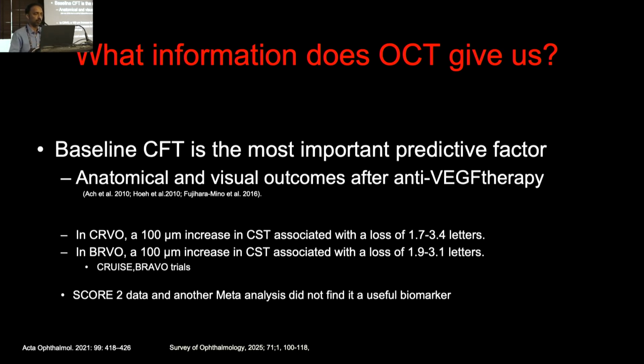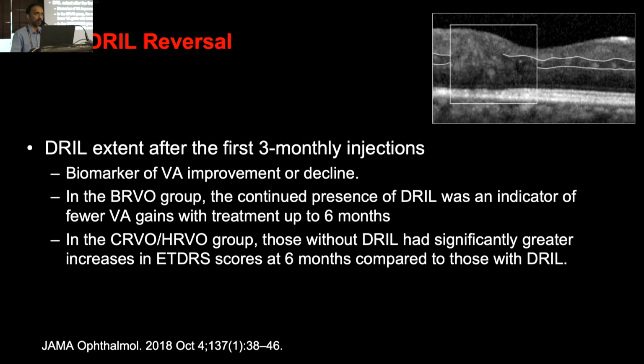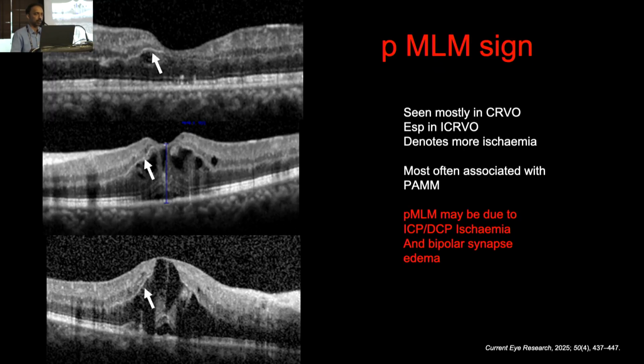There is data from the SCORE study and from various meta-analyses. It persists across BRVO and CRVO; it has been established that these eyes have poor visual and anatomical outcomes. Now, there is a sign called a prominent middle limiting membrane, which is mostly seen in CRVOs and maybe in ischemic BRVOs also, but it denotes increasing ischemia. This is due to intermediate capillary plexus and deep capillary plexus ischemia and the adjacent bipolar synapse edema. So this is a poor prognostic marker if you happen to see this in your patient.